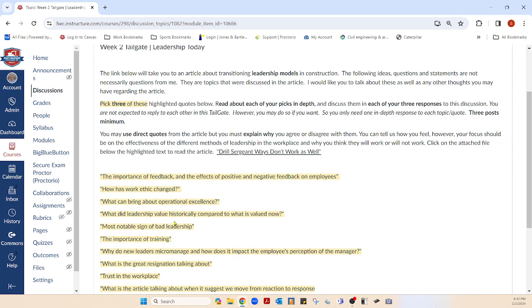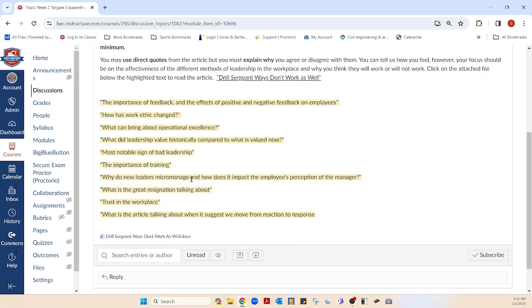What did leadership value historically compared to what is valued now? That's a really good one. And think about that. What is a notable sign of bad leadership? You know, think about that. Is training important? Is on-the-job training important, and why? Why do leaders micromanage? What do you think makes them micromanage? Are they a little bit insecure? Are they afraid to let you learn? Are they afraid that you might know more than they do? But just think about those things.